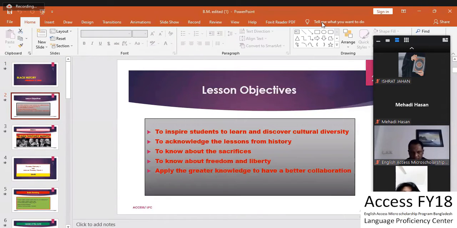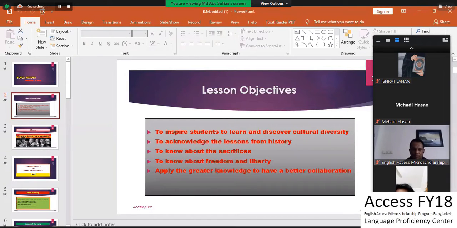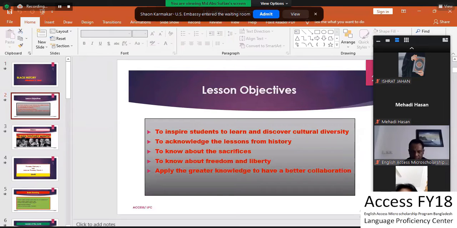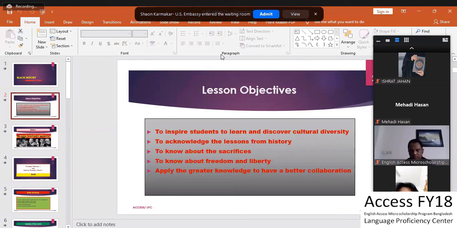This session will help us to inspire the students to learn and discover cultural diversity and also acknowledge the lessons from history. We are going to learn more about the history of Black History Month, okay?